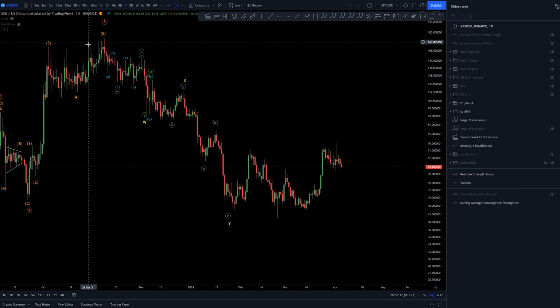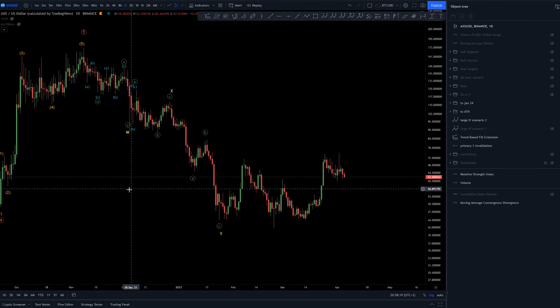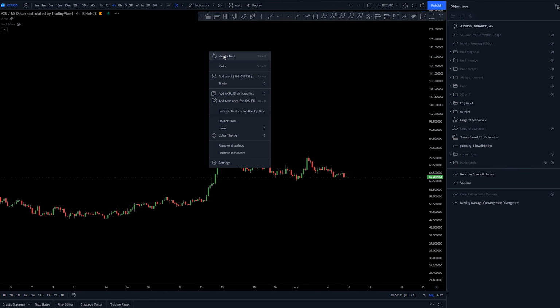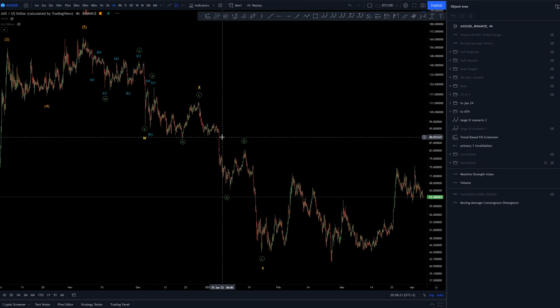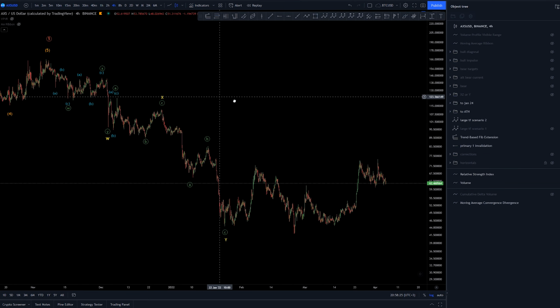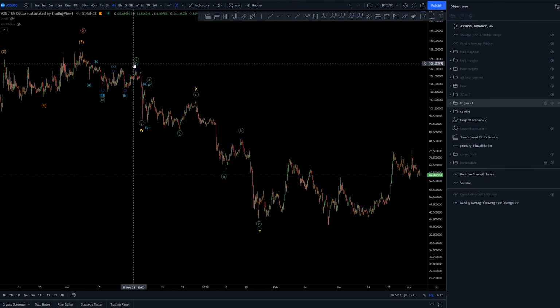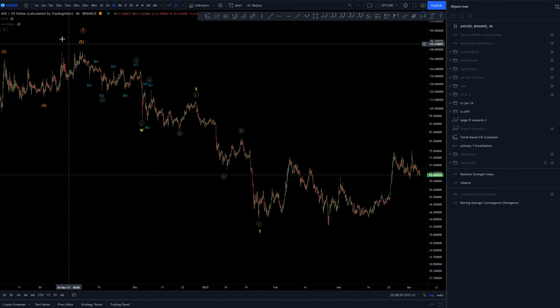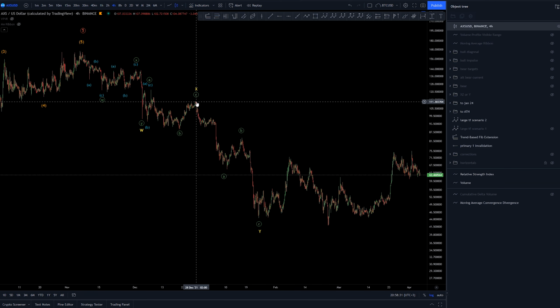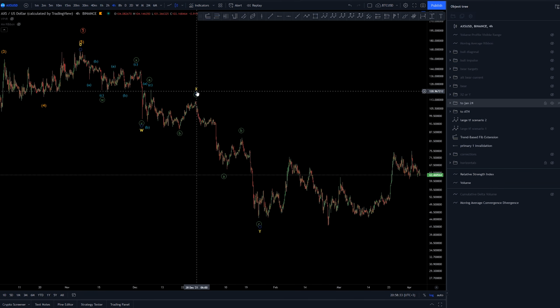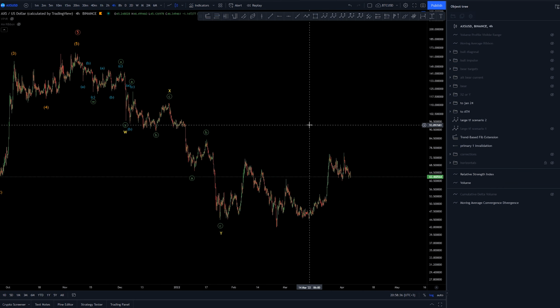All of this looks really corrective. A lot of 3-wave structures going on, and not much to say about it. It was pretty clear as well. Again, some kind of running flat here again to C, and then a zigzag to Y.